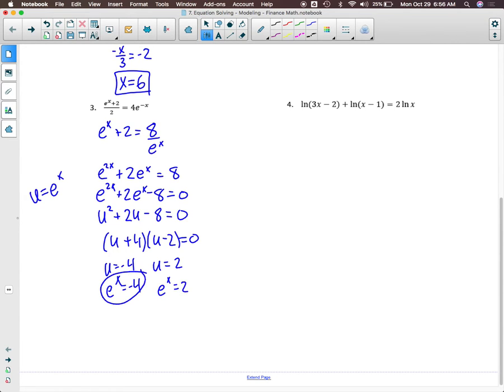And for this one, I can actually stop. Exponentials can't equal negative numbers. It's not possible. And for the e to the x equals 2, I'm just going to switch forms. So I'm going to get ln of 2 equals x. And that's going to be my final answer.